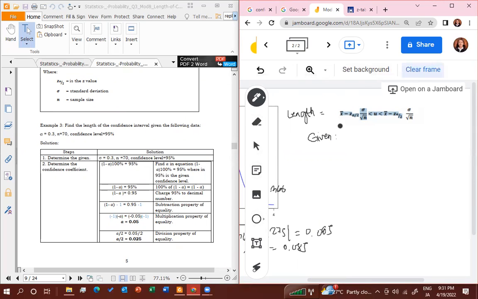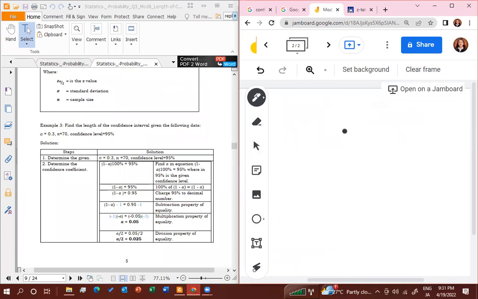Clear frame. Clear frame. Something disappeared. Okay, never mind.